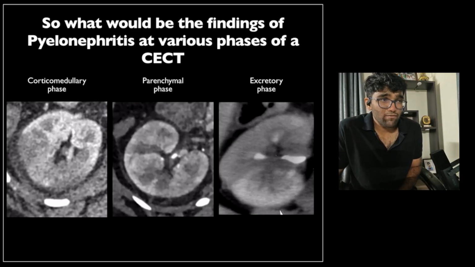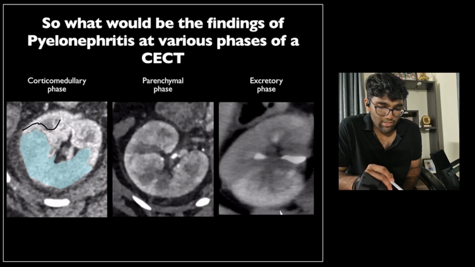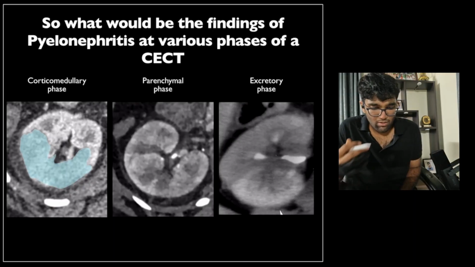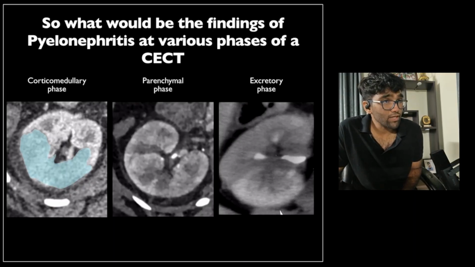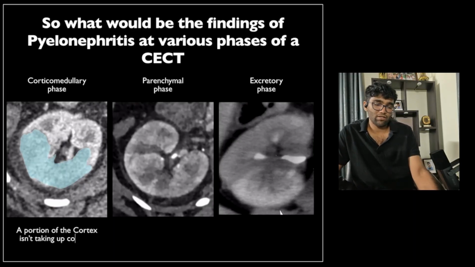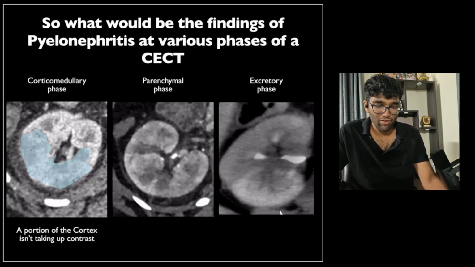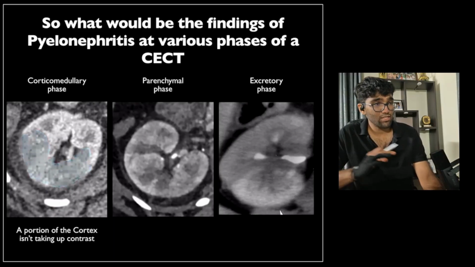what would you expect if you had pyelonephritis in a patient and you do a CECT in that patient? So in the corticomedullary phase, what we find is that the rest of the kidney is showing good corticomedullary differentiation, but an area towards the back of the kidney, or the left kidney, is showing absence of corticomedullary differentiation. So that absence of corticomedullary differentiation is because it's just not taking up contrast. So that is what you find. You see a loss of the corticomedullary differentiation that you expect.